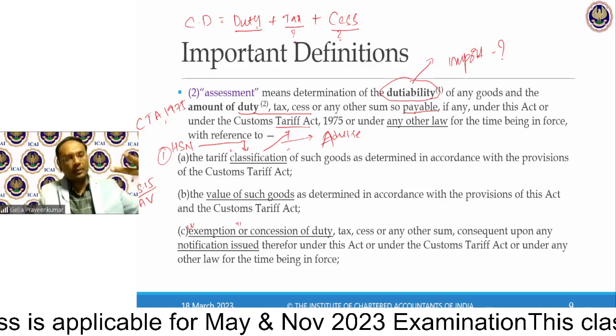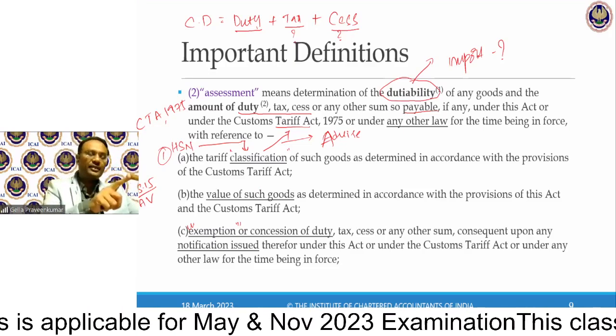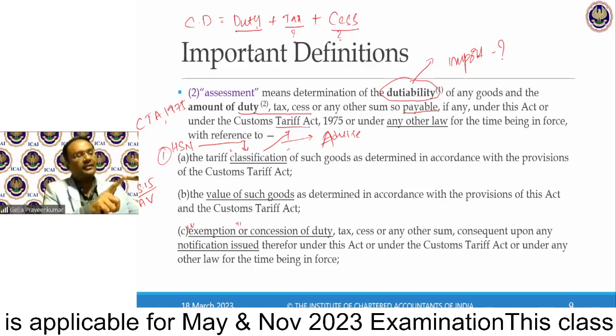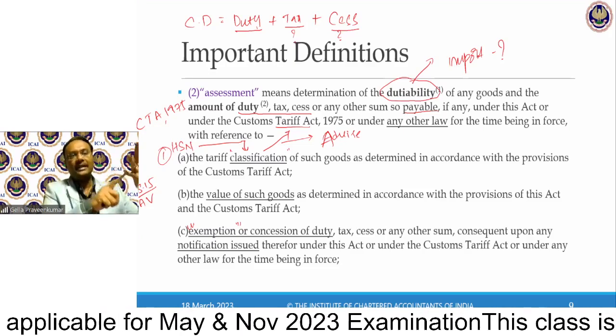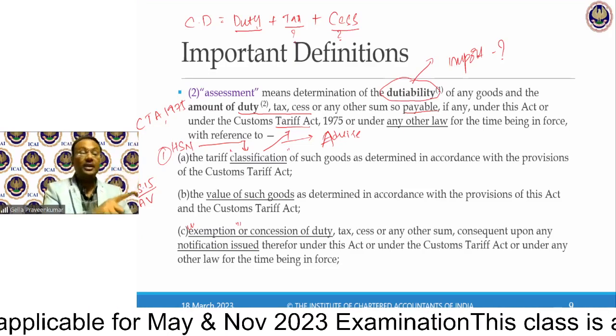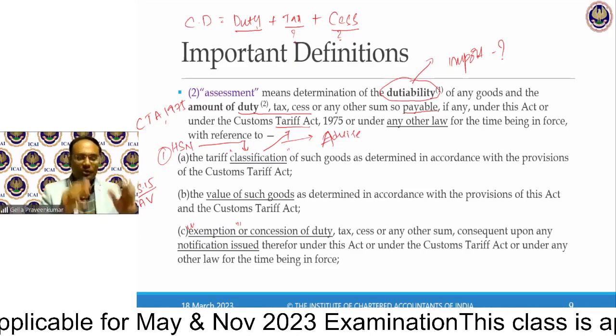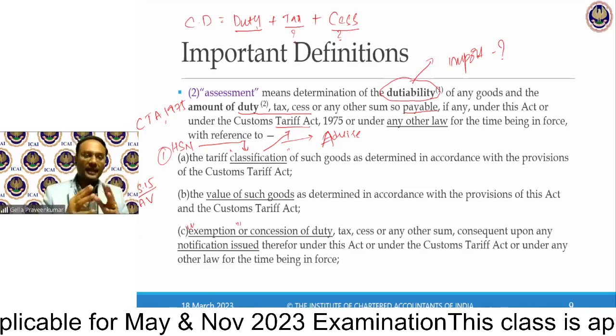So here, what I have to do: first find out whether it is dutiable, find out what tax or cess is applicable, and find out the classification. Based on the classification, go to your Customs Tariff Act, maybe Schedule 1 or Schedule 2, find out the rate, and apply the rate on this value. Now, should I need to pay tax? Don't jump to pay tax.